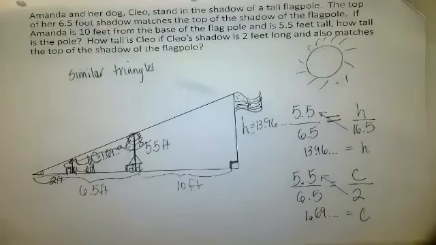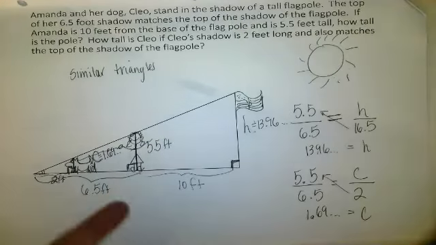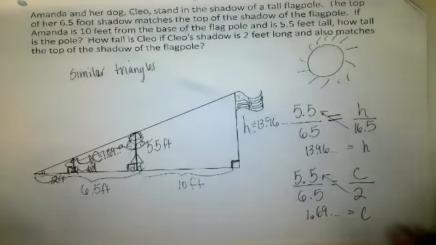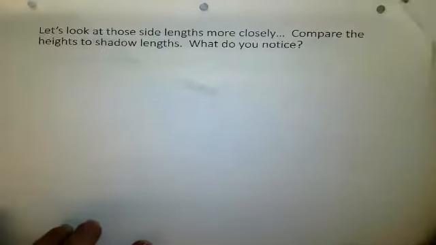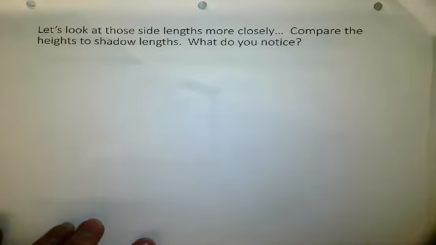Similar triangles are very cool because if you know just a little bit of information, like my height and my shadow, I can find the height of a building. I can find the height of a tree. I can find all kinds of heights, because they're all similar triangles. And that's really important. But we want to look at these side lengths a little more closely.